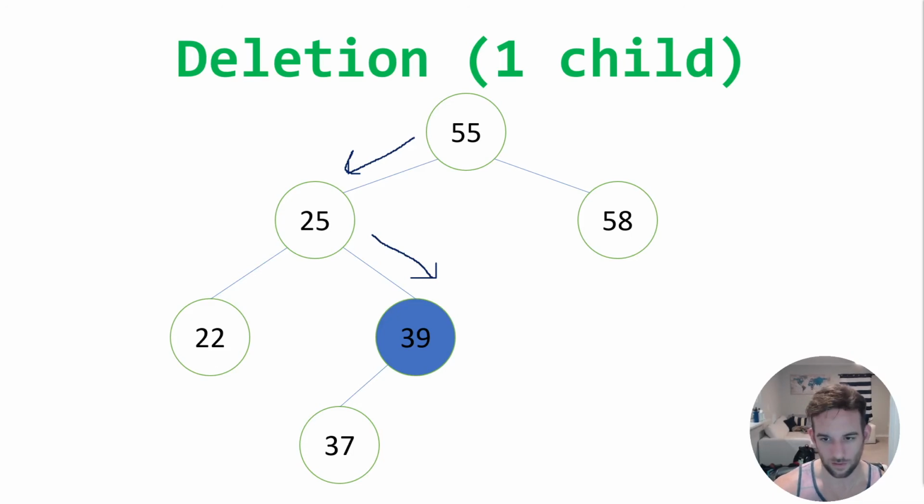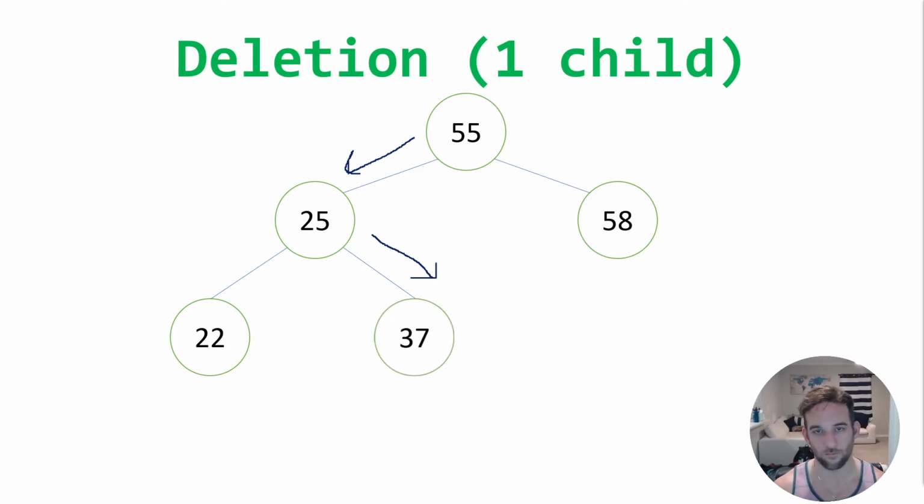So what do we do here? Well, we want to get rid of 39. We know that for sure. So what do we replace it with? Whenever a node only has 1 child, whether it's the left or the right, and in this case the node we want to delete, 39, has a left child, you basically replace it with that child, 37. So we're going to say node 25's right child is now equal to 37 instead of 39.